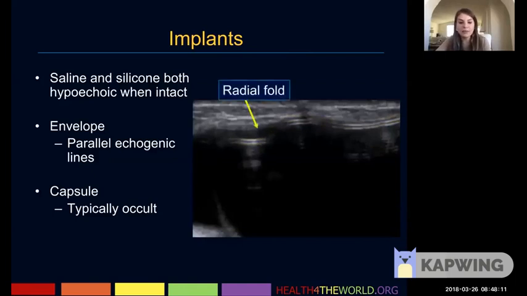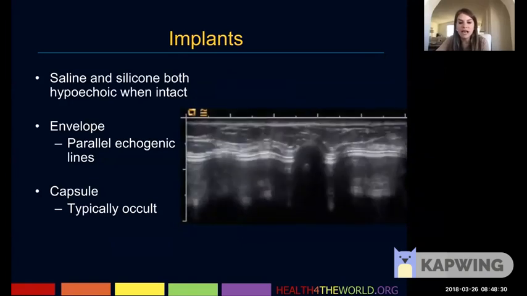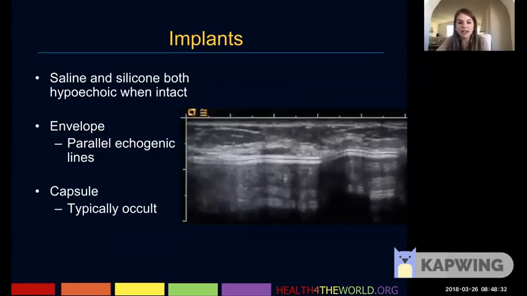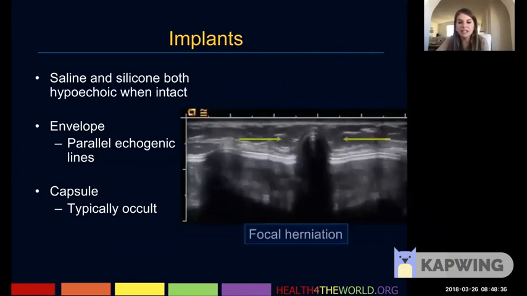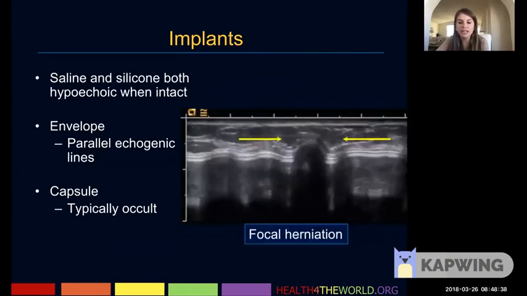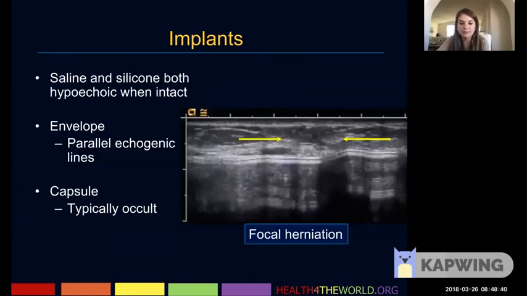Here's just a nice example of what a normal radial fold looks like. It's very common to see these. This is a normal finding. A small effusion, sometimes we'll see small amounts of fluid. A trace amount of fluid around an implant can be a normal finding. We're more concerned if there's a significant amount of fluid around the implant. Here, again, those parallel echogenic lines, but here we're seeing a focal herniation of that implant.